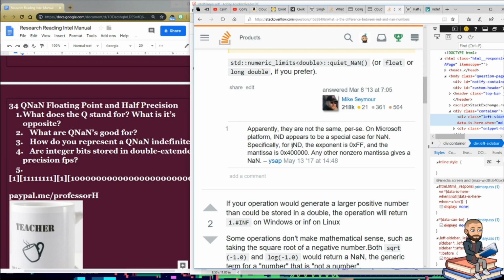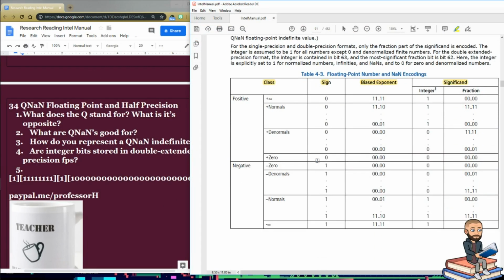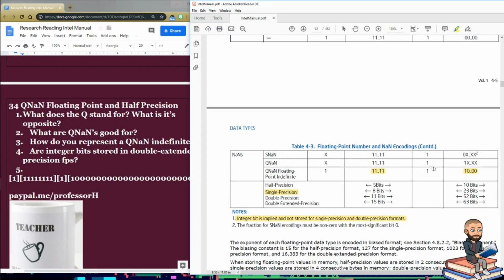Specifically for IND, the exponent part is all ones, and the mantissa has a 4 in it. Of course, this is hexadecimal, so convert that to better see that floating point bit image in your mind. But we can check this sentence, any other non-zero mantissa gives us a NaN. We could check that with our knowledge here. Go back to page 91. They said any non-zero is a NaN, so here's our NaNs, and here's the significand. And look, they're correct, because there are ones here.